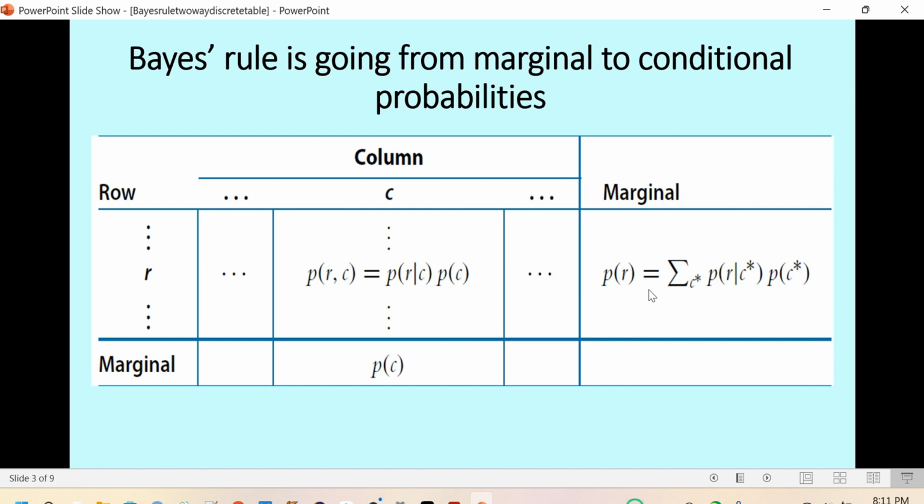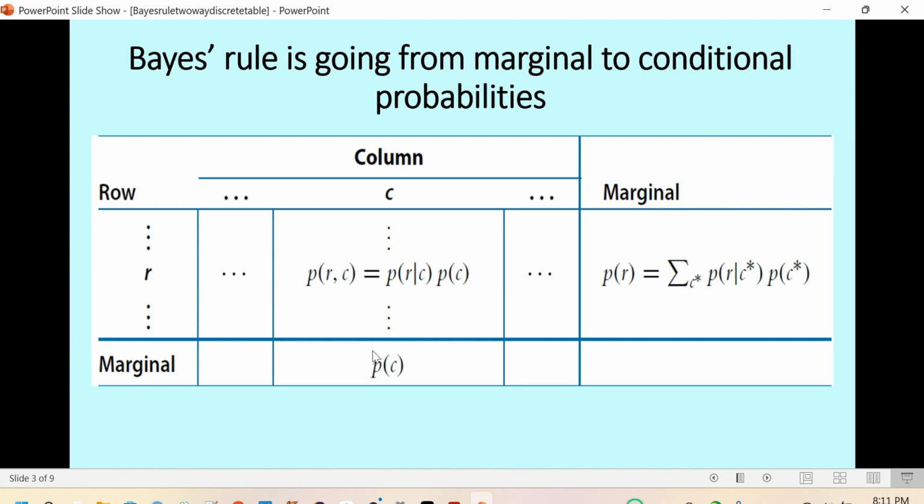The row is also marginal, right? For example, P(R) represents the probability of R, and this is actually the denominator of the previous page's Bayes formula. For this P(R), we can write a total probability expression, which means using each value of C* in this row times the conditional probability in this row.